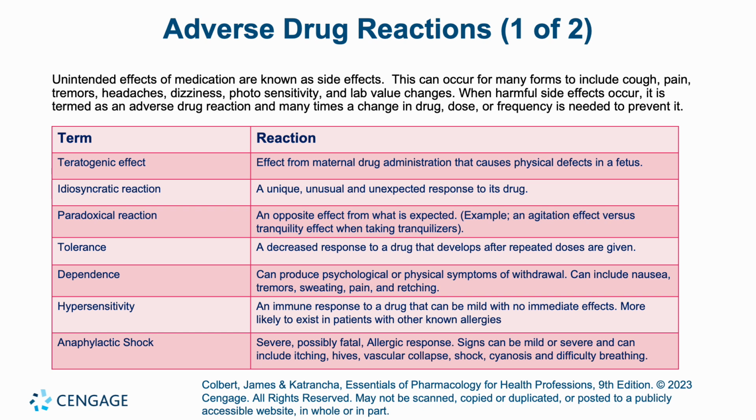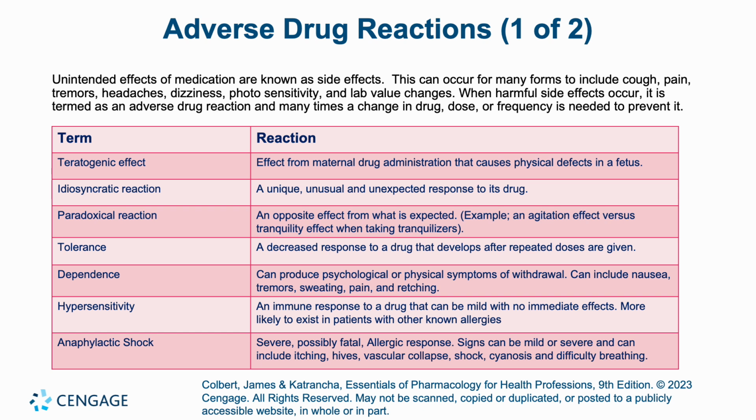So let's talk about adverse drug reactions. Unintended effects of medication are known as side effects, and they can come in many forms. So things like cough, pain, tremors, headache, dizziness, light sensitivity, lab value changes. When harmful side effects occur, it's termed an adverse drug reaction, and many times a change in drug dose or frequency is needed to prevent this.